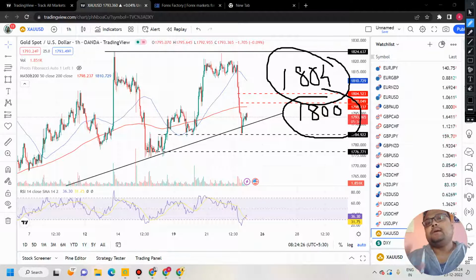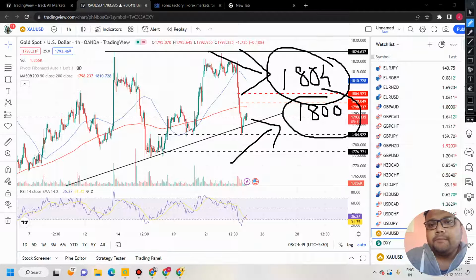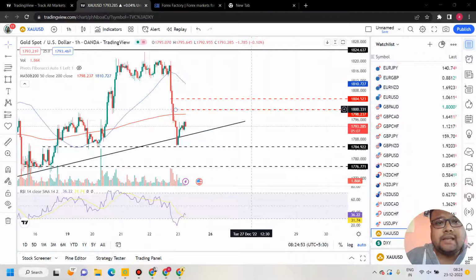See, the volume of the market is low, so the levels may fail badly, so you need to use proper risk management. In this situation, we do not have any strong support or resistance level, so you must be very careful before taking a position. If you see the market reversing from the 1800 level, then only take a small position. If you see the market reversing from the 1804 level, then only take a sell position, otherwise just avoid it.